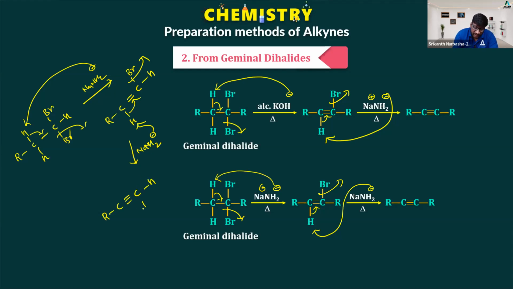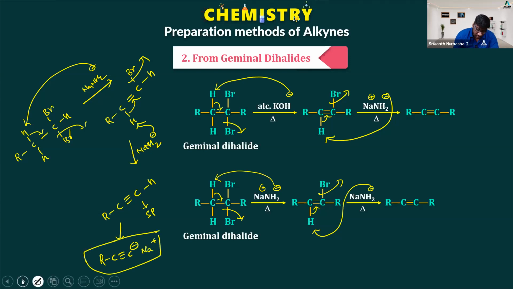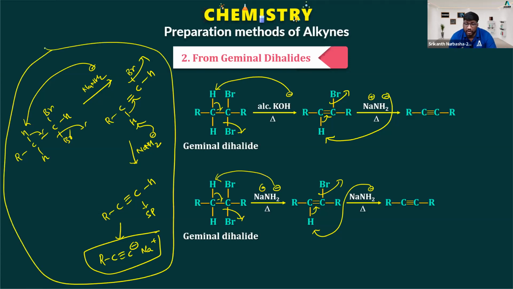But still it is an sp hybridized carbon which can react with NaNH2 to form RC triple bond C minus Na plus. Respective salt is obtained. Whenever in a geminal dihalide the carbon to which 2 halogens are connected is a terminal carbon where hydrogen is also there, in that case you will get respective salts. If it is a non-terminal geminal dihalide, in that case you will get the respective alkyne, because alkynes can also further react. Yes or no?